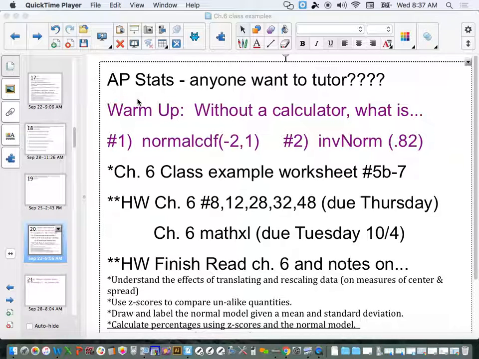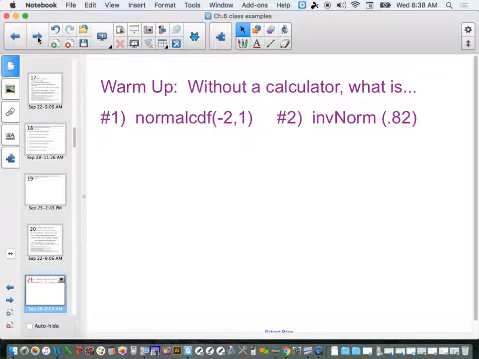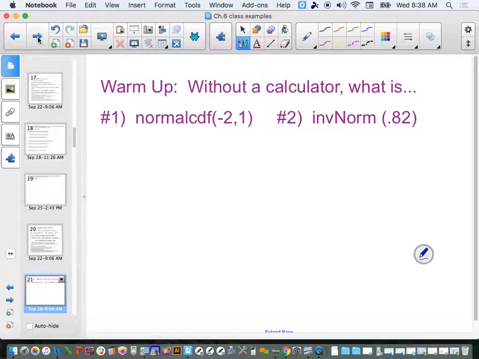CDF for -2 to 1. You draw a picture. Brendan, what do you think? Isn't it represented the amount of how much the data falls in between the second deviation to the left and the first deviation to the right?